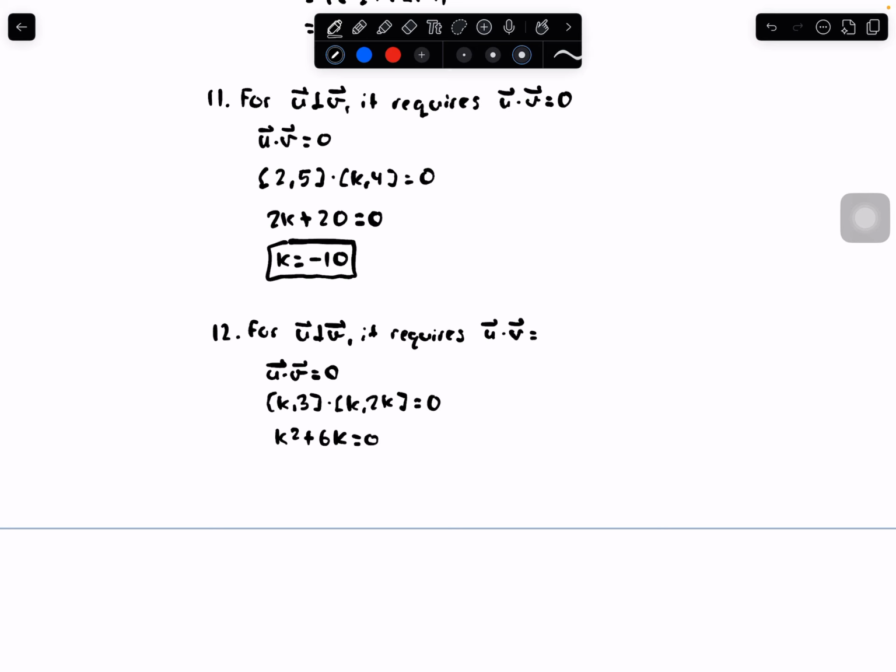But then we can factor the left-hand side as k times k plus 6 equals 0. So that means the value of k equals 0 and k equals -6 should satisfy this equation. But that means if we plug in any of those values for the x component of u, or the x and y components of v, in this case, we should expect that the vectors are perpendicular, u and v.